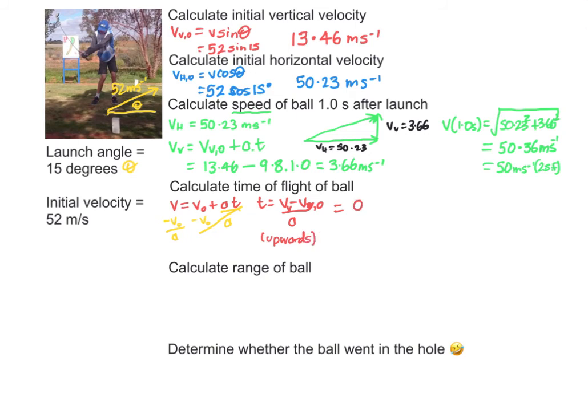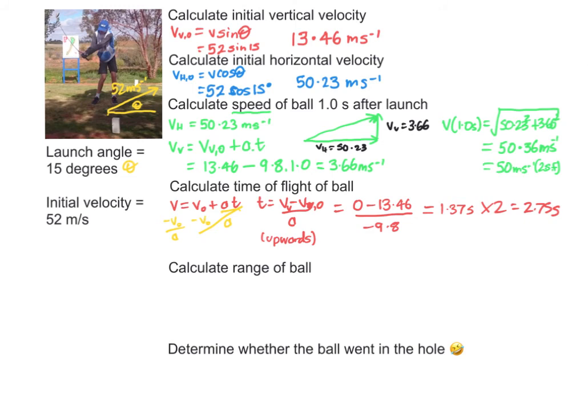we get 0 minus 13.46 divided by minus 9.8, because gravity is acting in the opposite direction to velocity, so we're saying that's negative. That gives us 1.37 seconds, but we've got to times that by 2 because it takes the same amount of time to come down as it does to go up, and that gives us 2.75 seconds as the total time of flight.